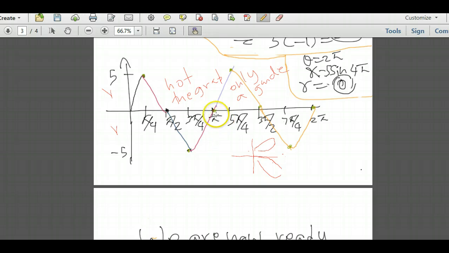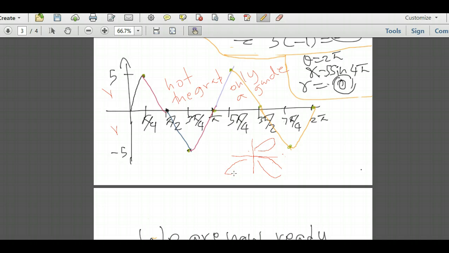Now let's look at the next one. When theta goes from pi to 5 pi over 4, r goes from 0 to 5, right? So r is 0 here. So once again, it takes a nice little turn and goes from 0 to 5.